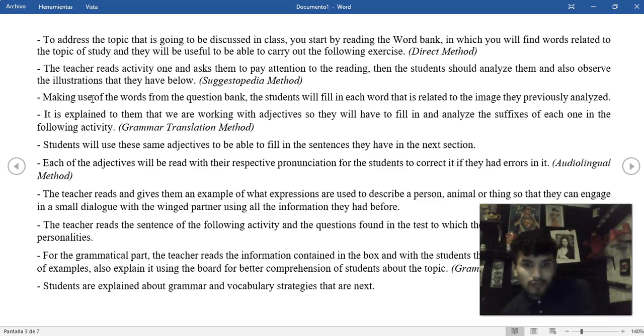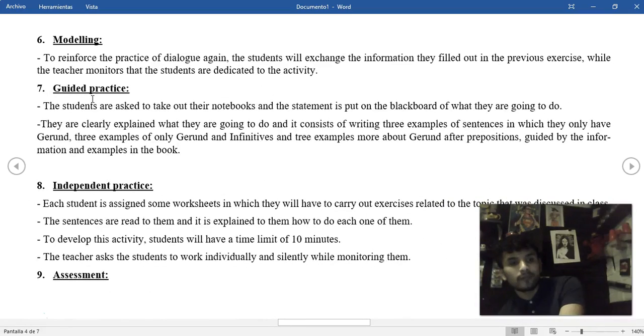contained in the box, and with the students they fill in the combinations of examples, also explained using the board for better comprehension of my students about the topic. Here I'm going to use the grammar translation method. Also, the students are explained about grammar and vocabulary strategies that are next in the book.